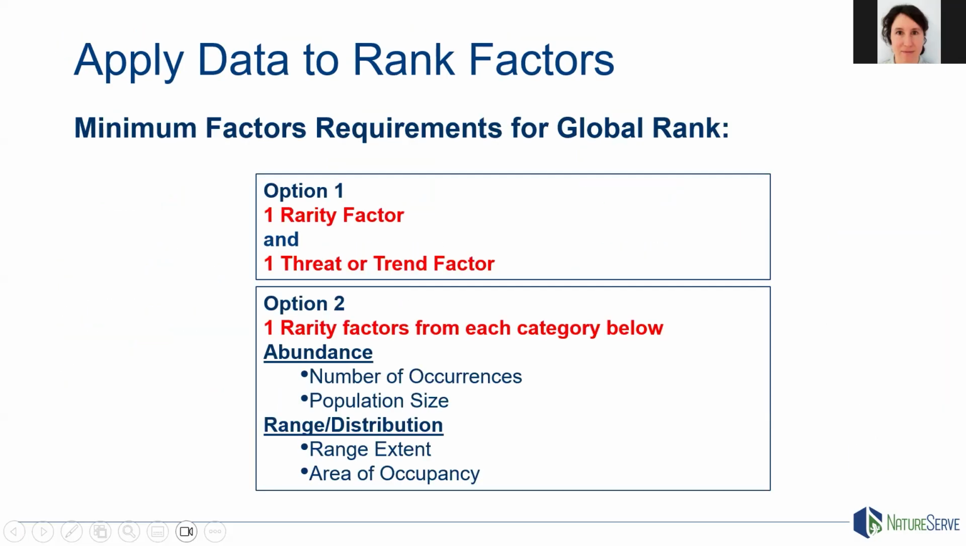While there's no limit on how many factors can be scored, there are rules about the minimum number of factors considered, which can be as few as 2. For example, 1 rarity factor and 1 threat or trend factor could produce a rank, or 1 rarity factor from each of the categories below could be used to support a rank. But ideally, we would like to score more than 2 factors.